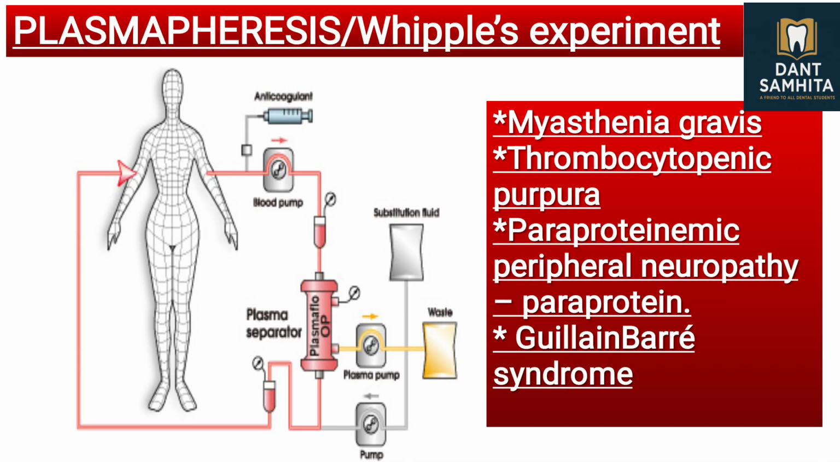This is mainly done for the treatment of myasthenia gravis, thrombocytopenic purpura, paraproteinemic peripheral neuropathy, paraprotein, and Guillain-Barré syndrome. So, very, very important: plasmapheresis or Whipple's experiment is done in case of myasthenia gravis, thrombocytopenic purpura, paraproteinemic peripheral neuropathy, paraprotein, and Guillain-Barré syndrome.